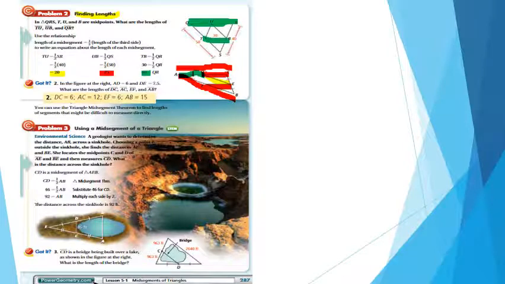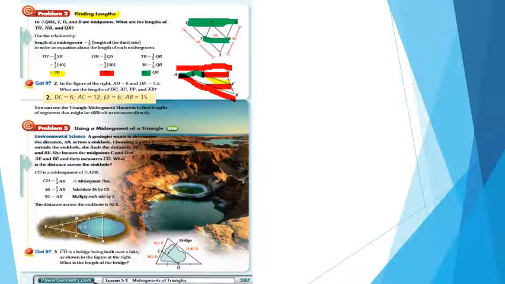Okay, let's see problem 3. Using a midsegment of a triangle. A geologist wants to determine the distance AB across a sinkhole, choosing a point E outside the sinkhole. She finds the distances AE and BE. She locates the midpoints C and D of AE and BE, and then measures CD. What is the distance across the sinkhole?